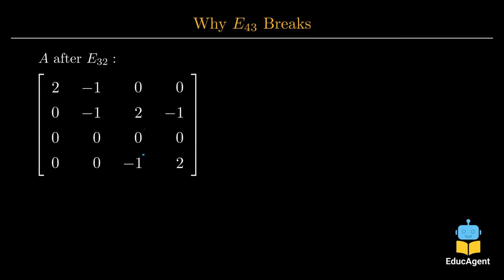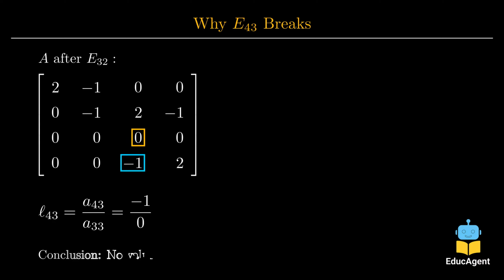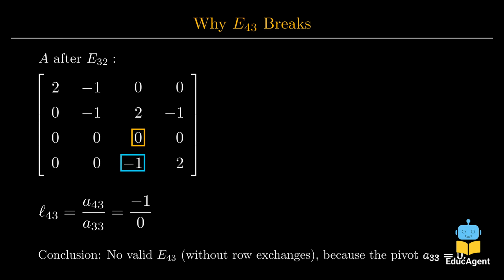Now we want E43 to eliminate the entry in row 4, column 3 using the pivot in row 3, column 3, but that pivot is now 0. The elimination multiplier would require dividing by 0, which is impossible. So elimination breaks here. Without swapping rows or columns, we cannot form an elimination matrix that uses a 0 pivot.